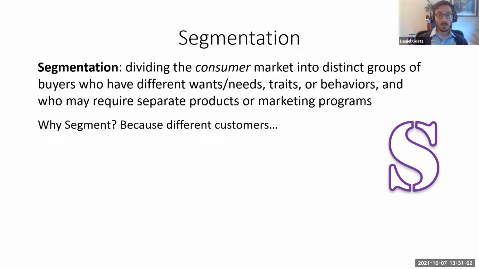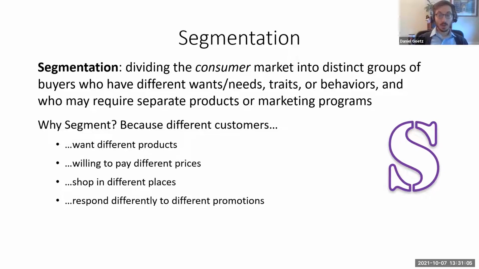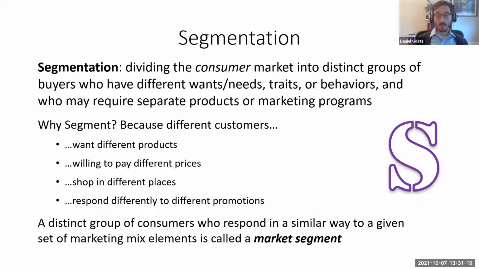Okay. And why do we segment? Well, because different customers might want different products. They might be willing to pay different prices. They may shop in different places. And they may respond differently to different promotions. So in essence, a distinct group of consumers who responds in a similar way to a given set of marketing mix elements, marketing mix is the 4Ps, that's called a marketing segment or a market segment. So if it's a group of customers who responds in a particular way to, say, prices or to promotions, that's a market segment.